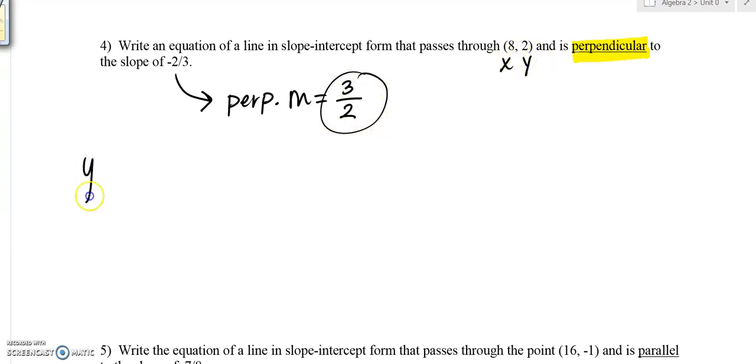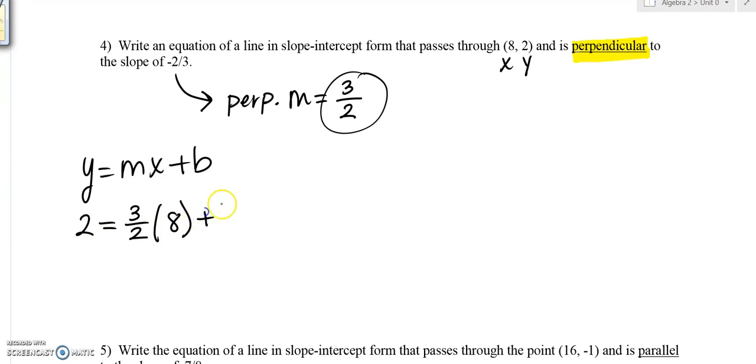Okay, I'm going to write down a few other things. I'm going to write down my slope-intercept form. That's y = mx + b. At this time, I only know x, I only know y, and I only know m. I know nothing about b. So let's take a second, plug in the values we know, and find b. So I have 2 for y, 3/2 for m, 8 for x, and then I'm going to solve for b.